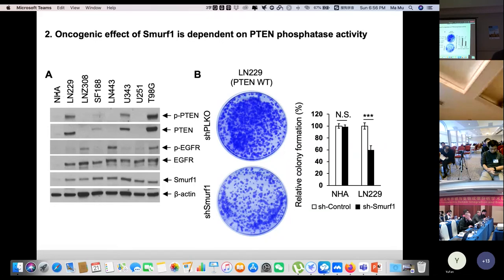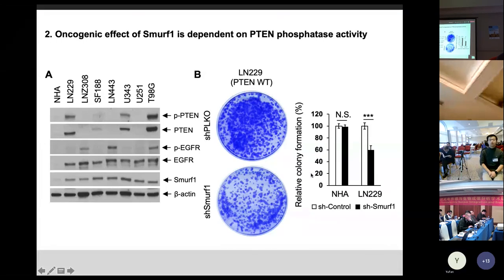And from these cell lines, the first one is the normal cells, and all the rest are glioblastoma cells. You can see all the glioblastoma cells strongly express SMURF1, and they carry different PTEN statuses. This is a PTEN deleted cell, and also this is a PTEN deleted cell. By targeting SMURF1, we can inhibit the cell progression. We can see fewer colonies, relatively fewer colonies.